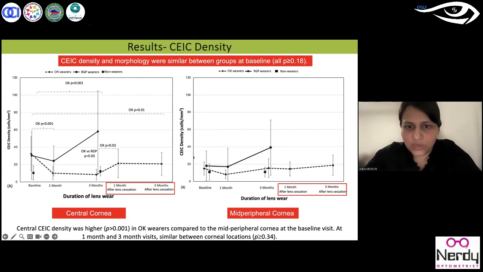At the mid-peripheral cornea, you can see these boxes here represent the controls, and these dots are from the RGP wearers. Dotted lines represent the OK wearers. And we can see, although there is some variation in density, we do not find any significant difference in density. And the same after the cessation of lens wear, because there was no difference when these people stopped wearing orthokeratology lenses. So at the mid-peripheral cornea, we did not find any changes in immune cell density. But we had some interesting results from the central cornea.